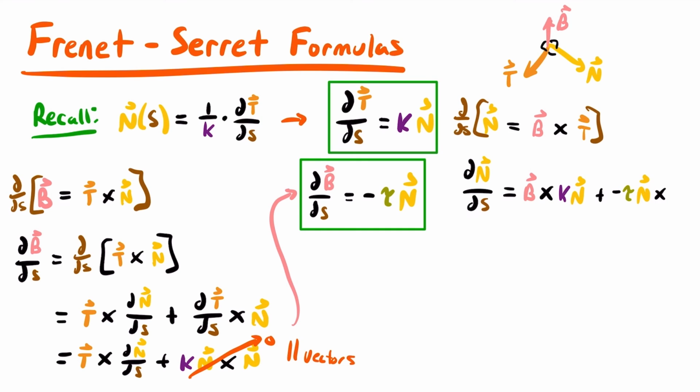All right, so we're crossing that with t. And so now for our final steps here, remember that for a cross product, you can pull any scalar value multiplied by either vector out to the front of the cross product. So this would be equal to the curvature times the cross product between b and n, and then you'd have minus tau times the cross product between n and t.